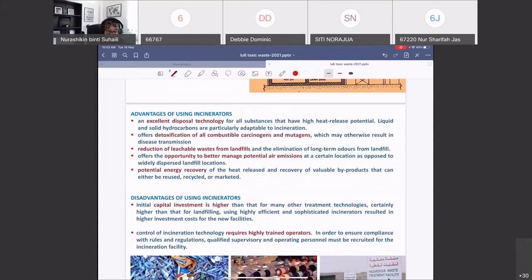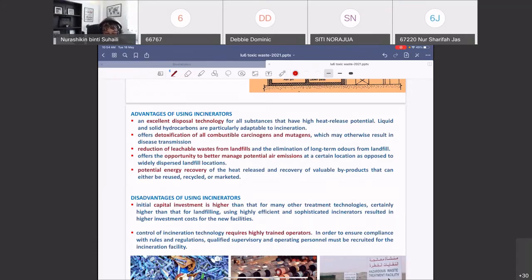And one of the significant advantages is the energy recovery. Incineration produces energy, whereby you can actually use it for many applications, for the electricity, for the heat. Especially in cold countries, they can use the heat for the heating system of the buildings or whatever the area.